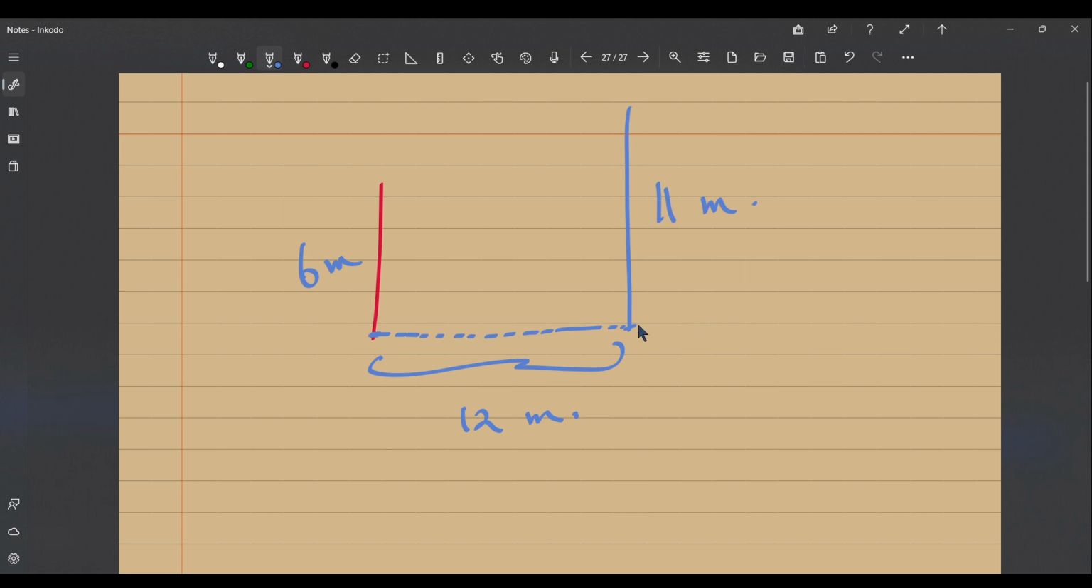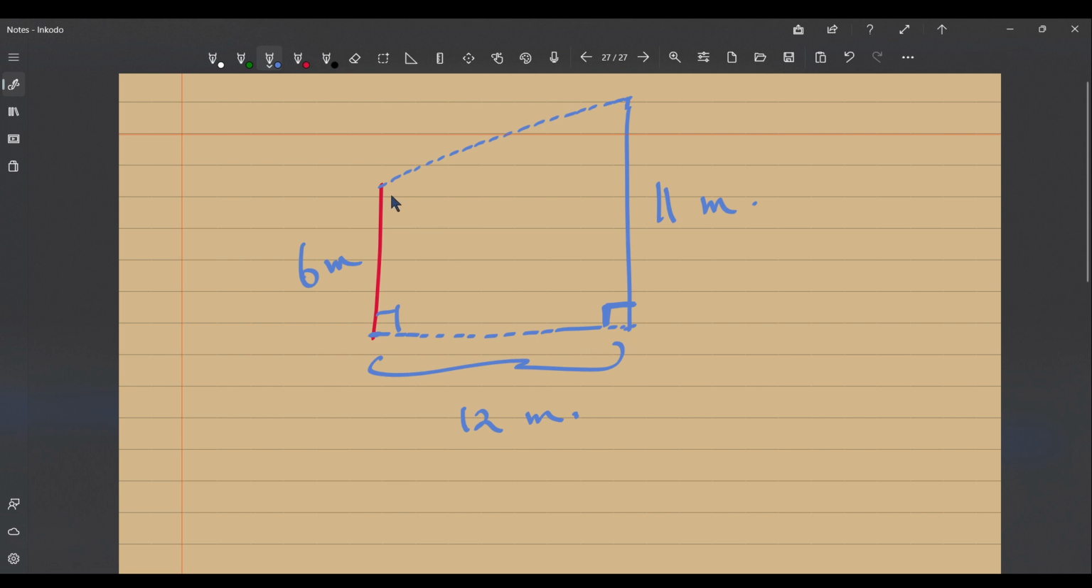Now the question is, we'll have to find the distance between the tops of the two poles. This distance between the tops of these two poles, we'll have to find. So how do we go about it? Now see that the poles form a right angle with the ground. This pole also forms a right angle with the ground as it stands vertically up.